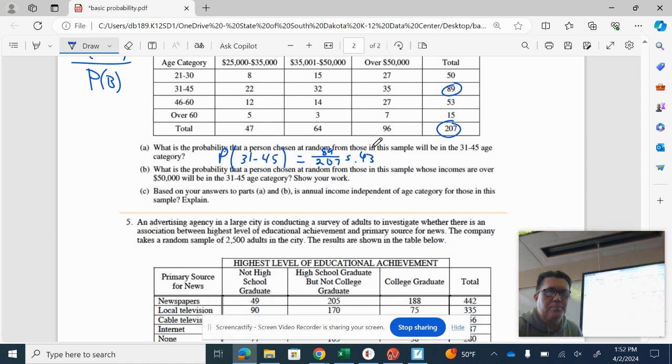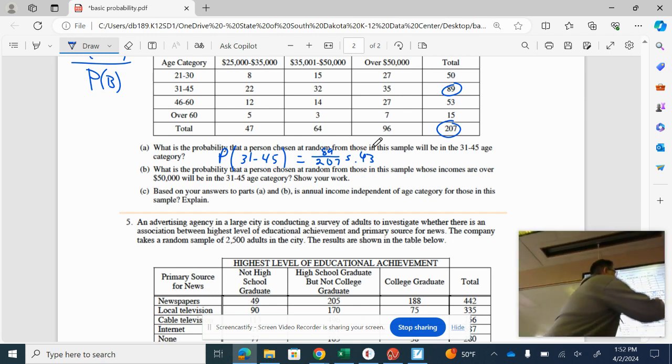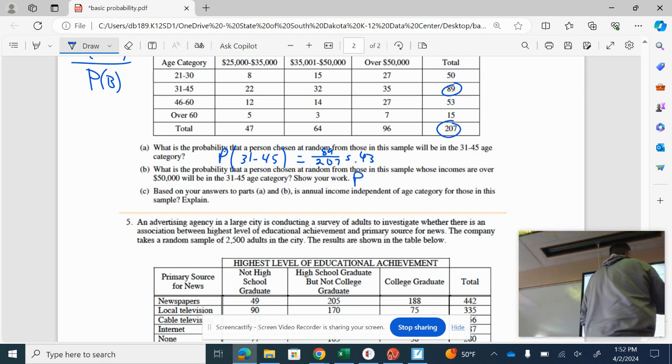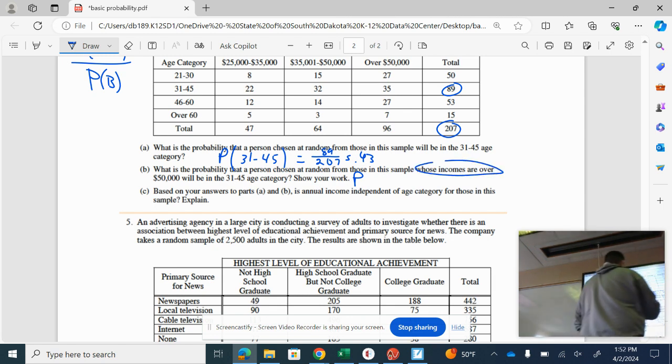B: what is the probability a person chosen at random from those in this sample whose incomes are over 50,000 will be in the 31 to 45 age group? Now, this is an A given B question. It says whose incomes are over 50,000, so that's giving us the given.